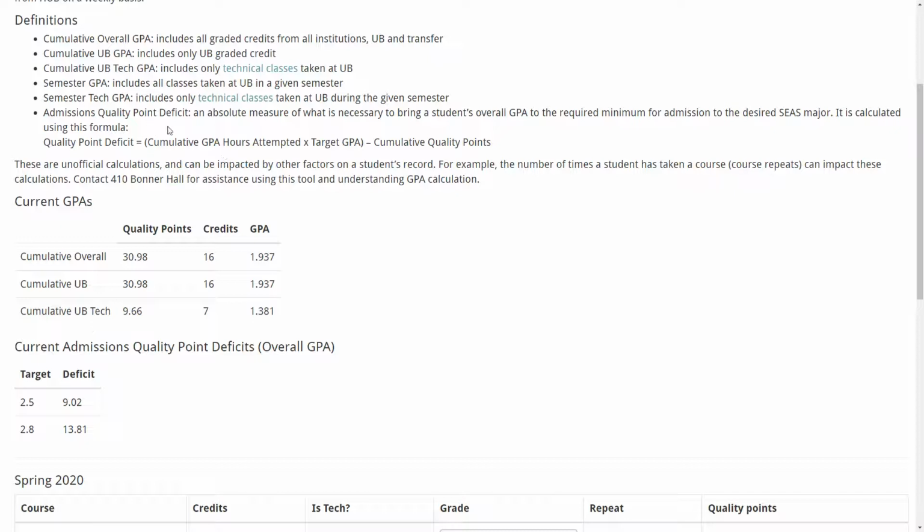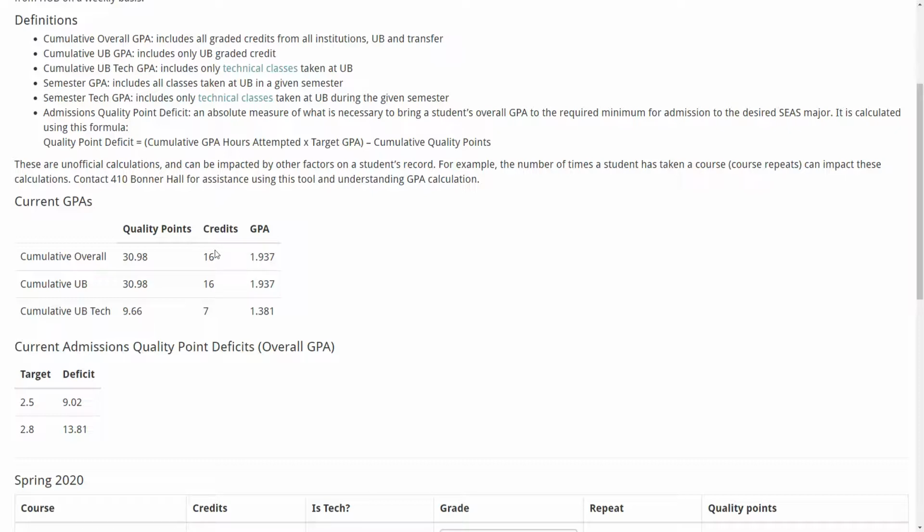The admissions quality point deficit is an absolute measure of what is necessary to bring a student's overall GPA to the required minimum for admission to the desired engineering or computer science major. It is calculated using this formula. The quality point deficit is equal to the cumulative GPA hours attempted times the target GPA, either a 2.5 or a 2.8, minus the cumulative quality points.